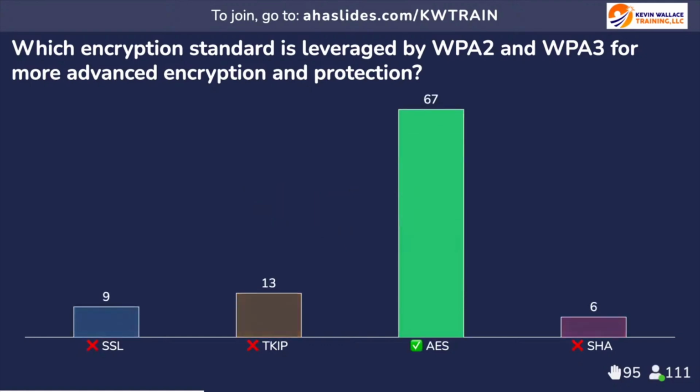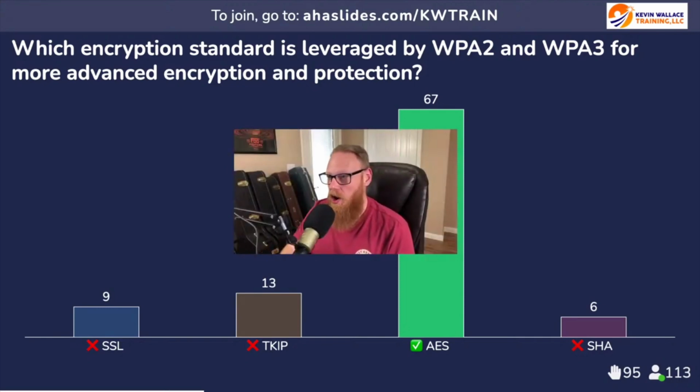And our time is up. The correct answer is AES. And the majority looks like they have chosen that one. So that is correct. When we're talking about encryption standards, TKIP and AES are two of those that are leveraged by WPA for securing a wireless network.